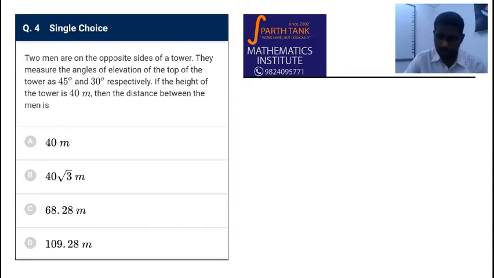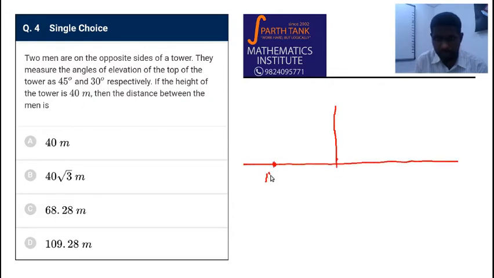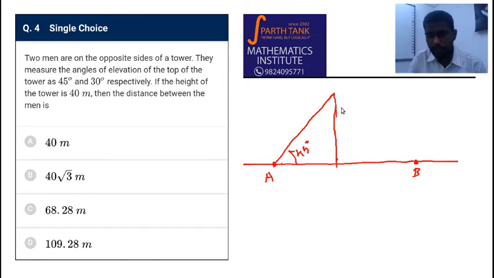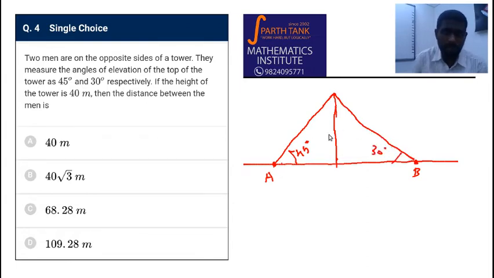Two men are on the opposite sides of a tower. So there is a tower and there are two men on the opposite sides of the tower. Let us say one person A is here and another person B is here. They measure the angles of elevation of the top of the tower as 45 and 30. So he measures as 45 and he measures this as 30. If the height of the tower is 40 meters, then the distance between the men is... very simple heights and distance problem.